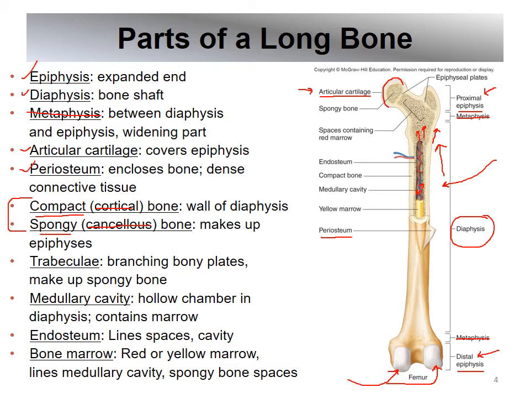Then finally, I shouldn't say finally, then we have what's called the medullary cavity. Inside of here, we have this hollow opening. It's where you're going to find yellow bone marrow. All right, we're going to talk about the two types of bone marrow here in just a second, but this is where you'll find yellow bone marrow.